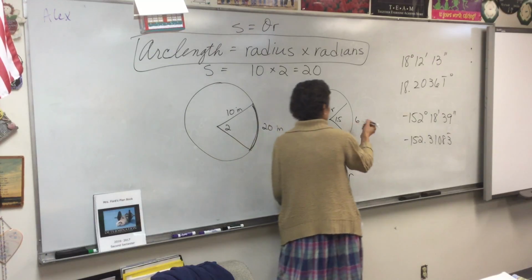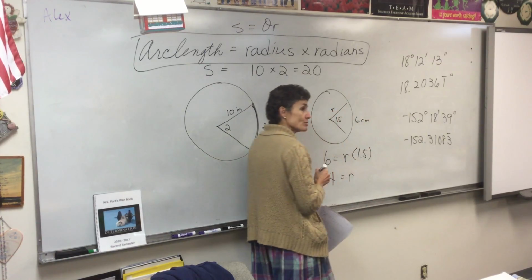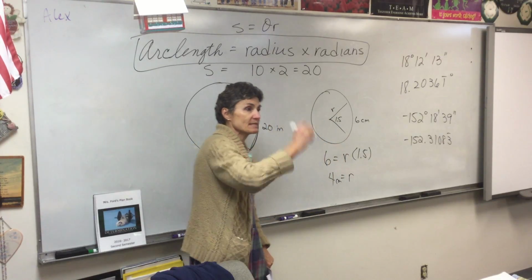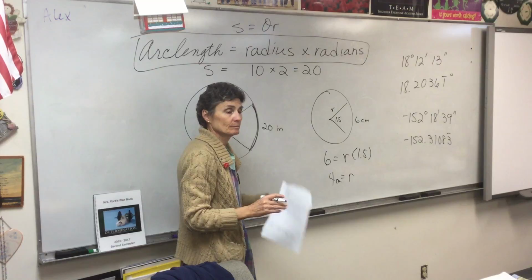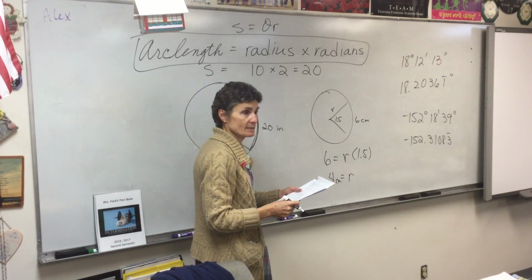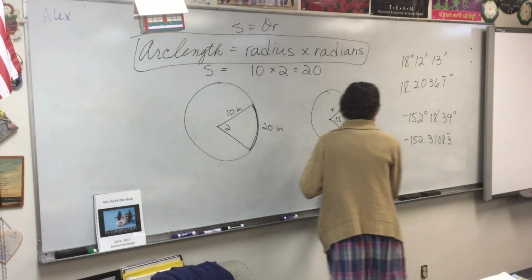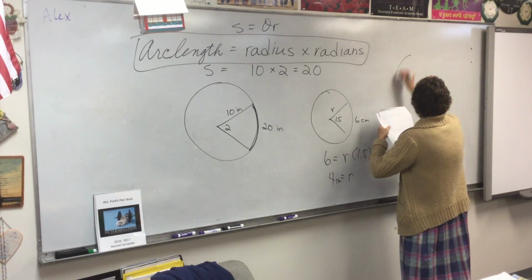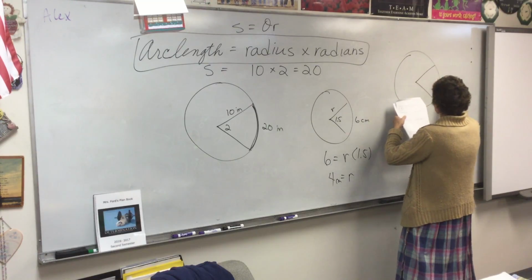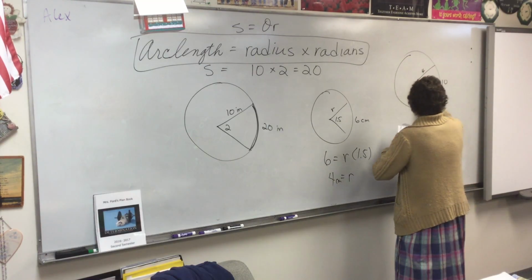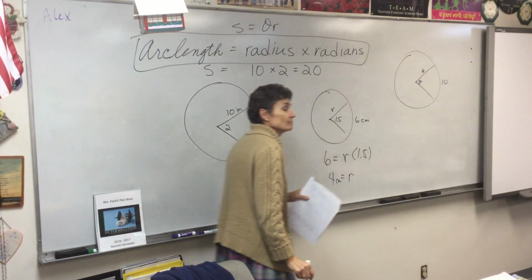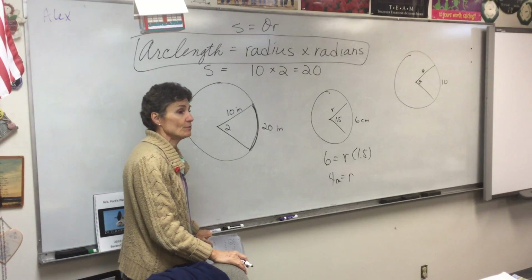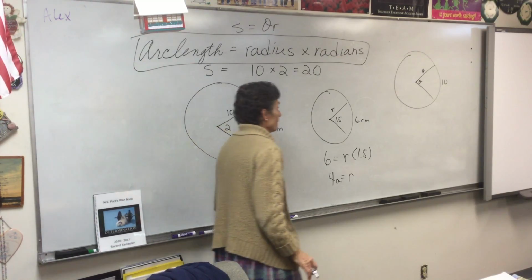So again, if this arc length had been 6 centimeters, then the radius would be 4 centimeters. They have the same length unit. This seems so easy. We love trigonometry. Next, we got an arc length of 10, a radius of 4, and we need to find the central angle. Can we do that? Sure we can.